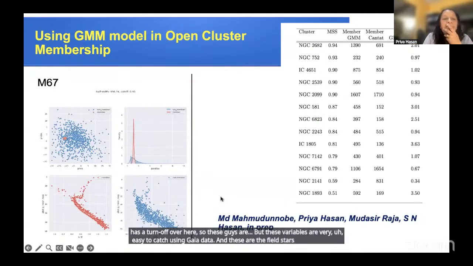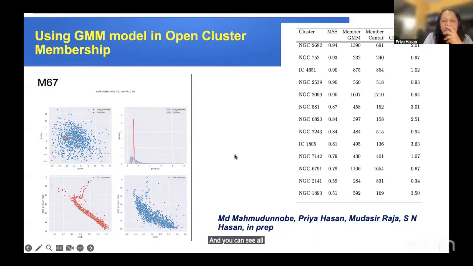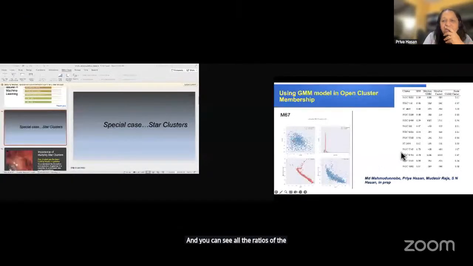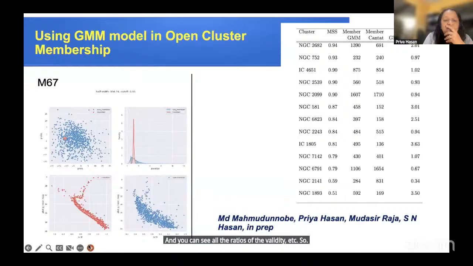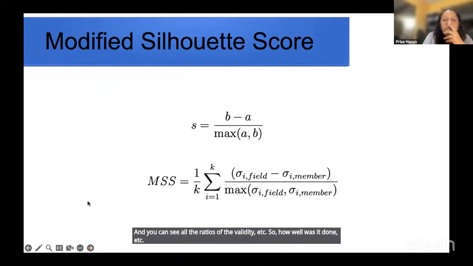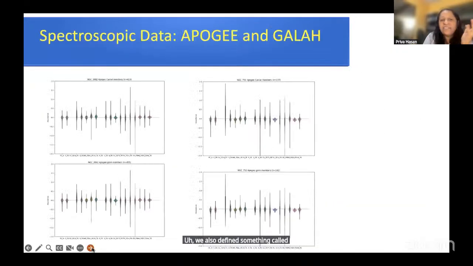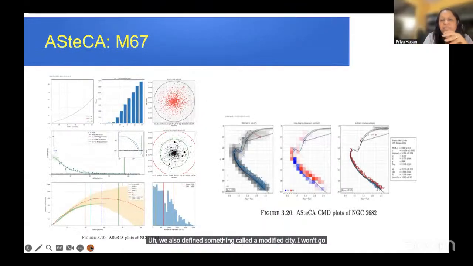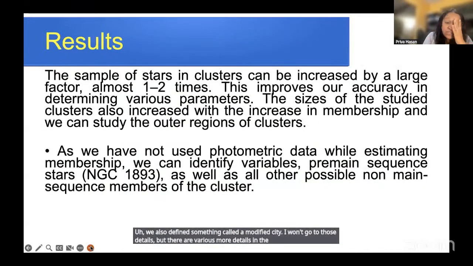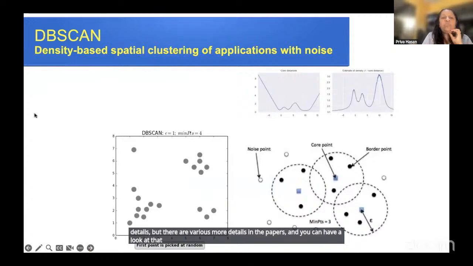So this was a paper with one of my students. Almost all of them are with students. You can find this one also on the net, and you can see all the ratios of the validity, and how well it was done. We also defined something called a modified series. I won't go into those details, but there are more details in the papers, and you can have a look at that.